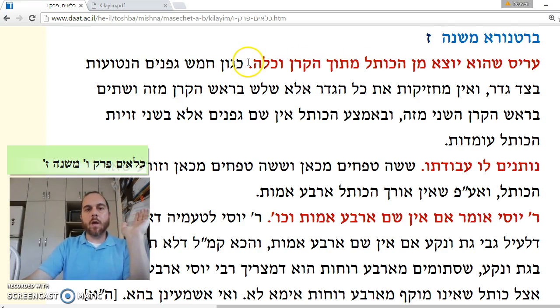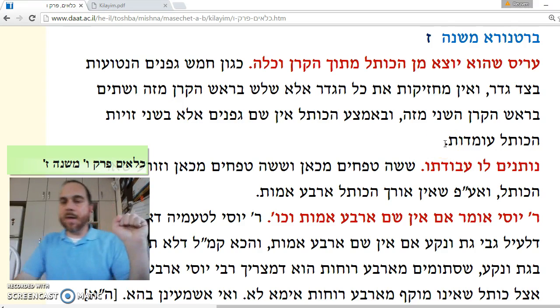Says the Bartanura, kagon, for example, chamesh gefanim, I have 5 vines, hanetuot b'tzad gader, that are planted next to a fence, ve'en machzikot et kol hagader, they don't take up the whole fence, ela shalosh berosh hakeren mizeh, ushtayim berosh hakeren mizeh. There are 3 at one corner and 2 at another corner. And that's very important. Ube'emsa hakotel en sham gefanim. There's nothing in the middle. Ela b'shnei zaviyot hakotel omdot. Rather, they're standing in the 2 corners of the kotel.